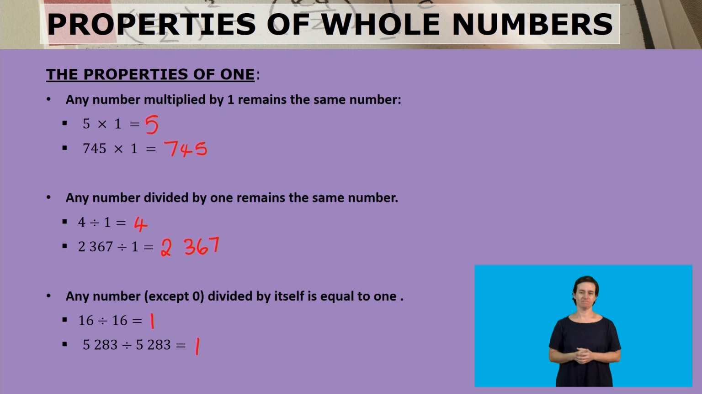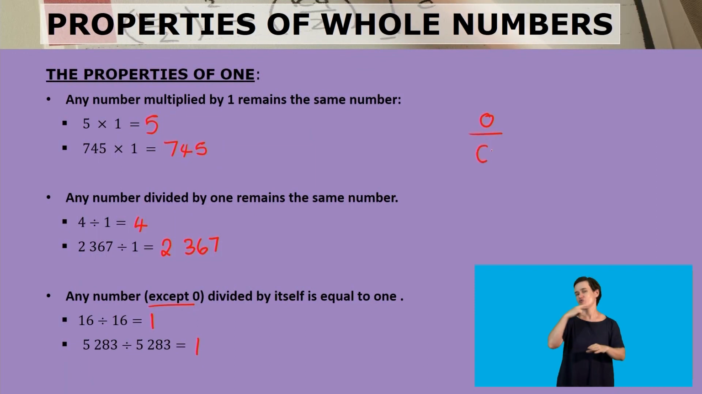And remember, the reason why we say except for 0, do you remember the properties of 0? We said that any number divided by 0 is non-real. So if I say 0 divided by 0, I am dividing by 0, which means that the answer will be non-real. That's why 0 is the only number that we cannot divide by itself and get 1.